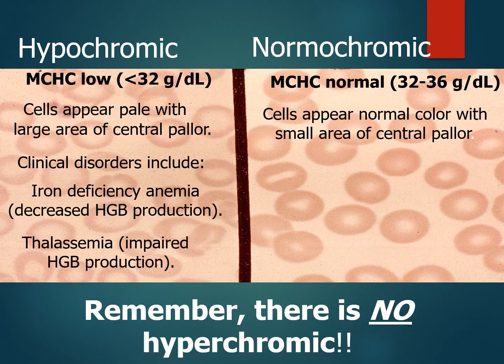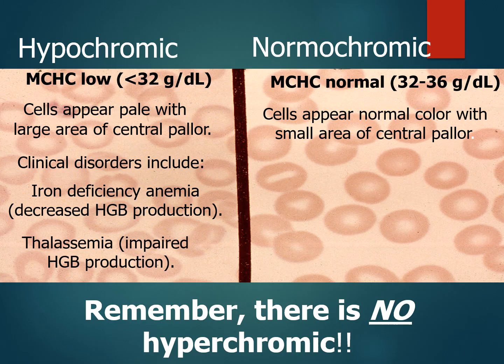With a low MCHC, less than 32 grams per deciliter, the cells appear pale with a very large central pallor. You may have clinical disorders that include iron deficiency anemia. So we're going to have decreased hemoglobin production due to lack of resources, aka iron. We don't have enough iron to make hemoglobin. And then we may have a thalassemia, which is impaired hemoglobin production. And that would be due to a quantitative disorder of those globin chains, and it might be alpha or it might be beta, depending on the type of thalassemia.